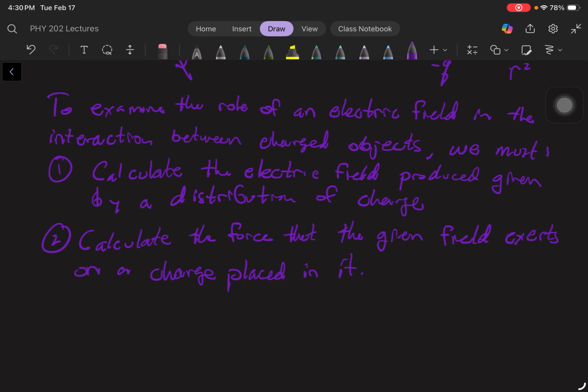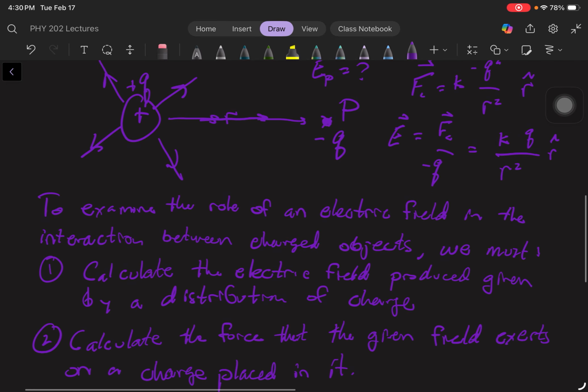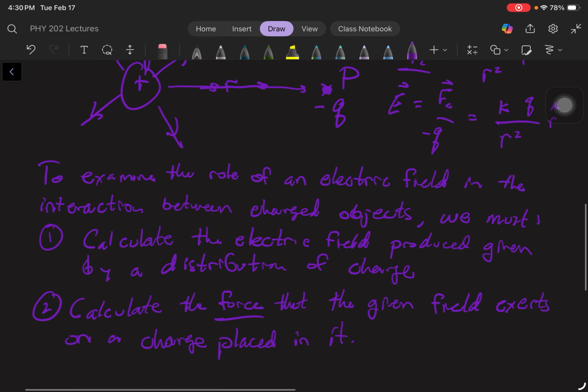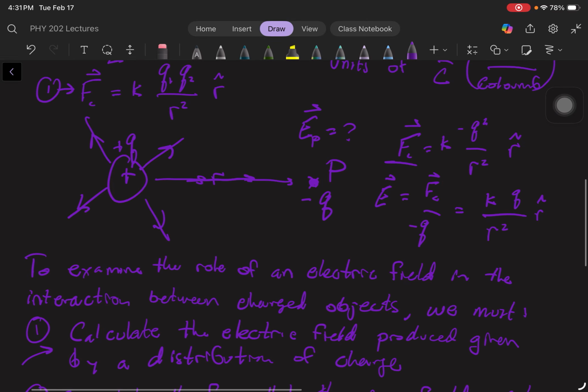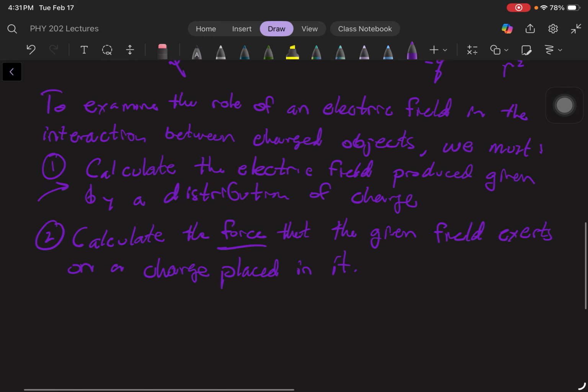And so these are the two different things you can do. You don't necessarily have to do them in this order. In the example we did up here, we calculated the force initially, and then we used that to calculate the electric field. And so we did number 2, then number 1. But there's going to be tons of problems where you start with calculating the electric field, and then you determine the force. It just depends on what you're looking for in a given problem.